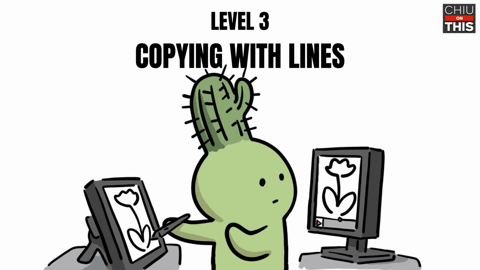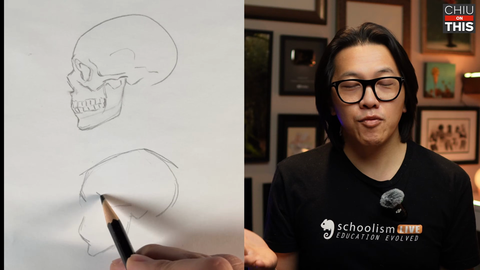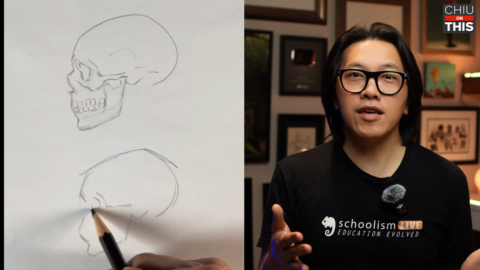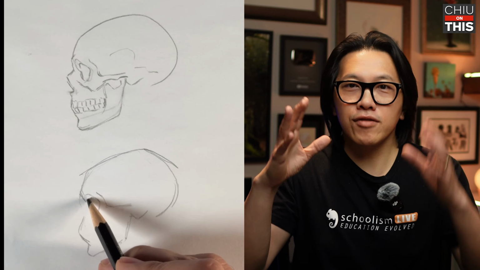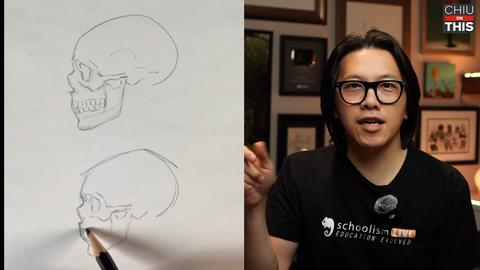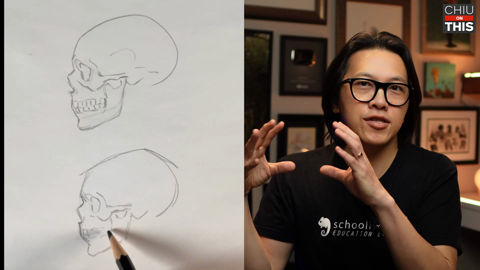Number three is to copy angles, shapes with lines. Now this one I would also consider quite on the beginner side of things. Are you able to look at an angle, to look at a shape and be able to copy and draw the same angle, the same size shape?